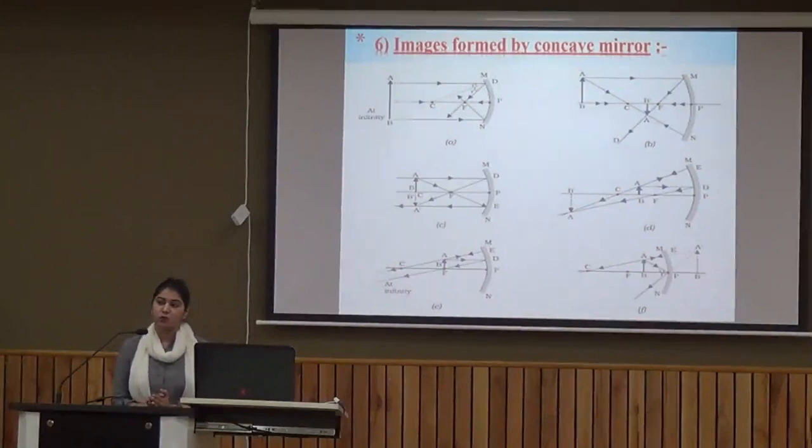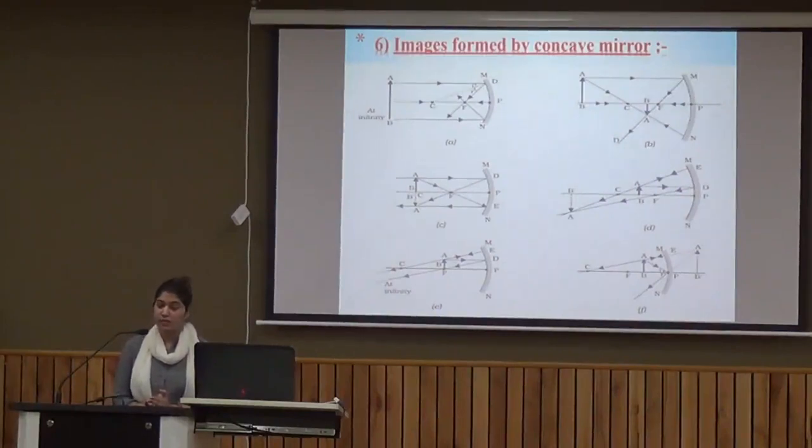Now when the object is very close to the mirror, that is, you can see the position of the object, it is between F and P. So when the object is very close to the mirror, the image is formed behind the mirror. That means that the nature of the image which is formed is virtual and erect. How can you identify that the image is virtual and erect? See if the image is formed below the principal axis or if the image is formed above the principal axis. If you carefully look at this ray diagram, the image is formed above the principal axis. So it is virtual and erect.